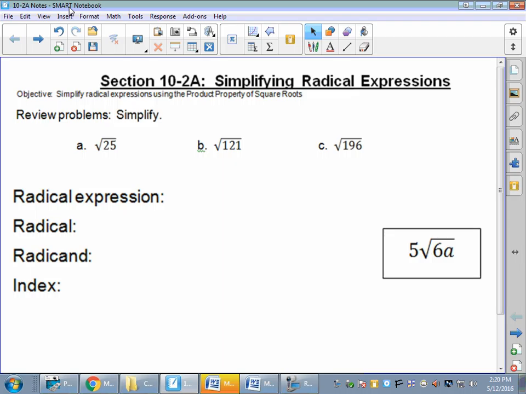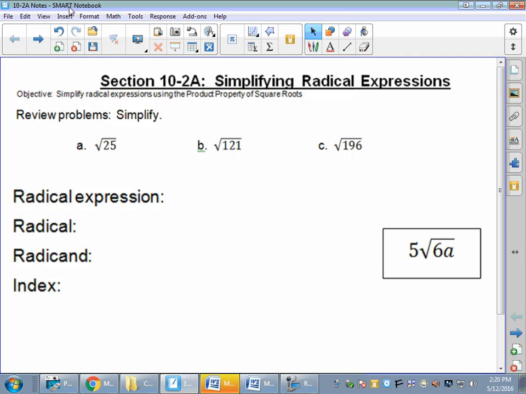You may notice there was no 10.1. We're not going to be doing section 10.1 right now, which is graphing radicals. We'll save graphing for later. I know you guys are a little bit graphed out right now. So let's talk about a few review problems before we start talking about 10.2a, simplifying radicals.